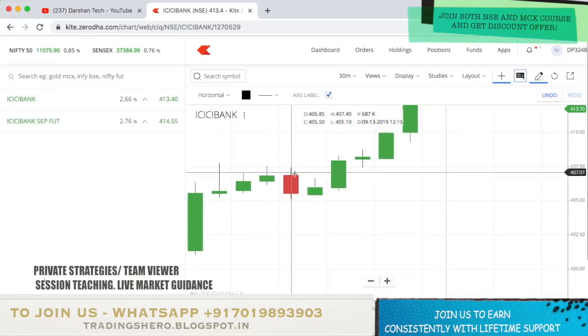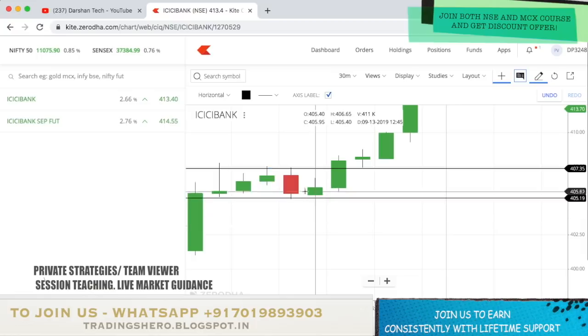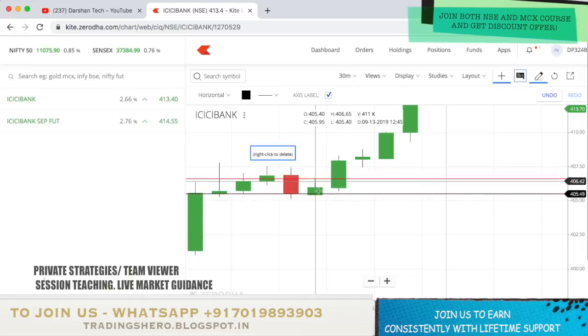So this is a candle what you can see here, and this is its high and this is its low, and inside this high and low one candle is formed here. Okay, so now what you have to do is, once this formation is formed, once this candle breaks its high, you need to buy, and once this candle breaks the low, you need to sell.